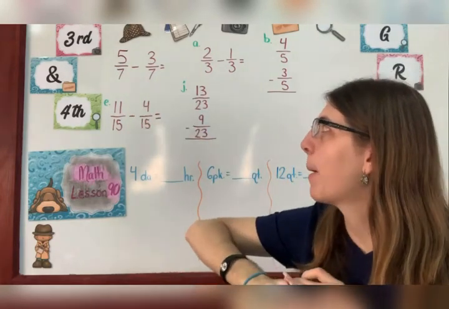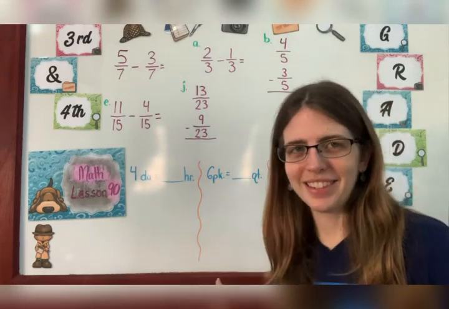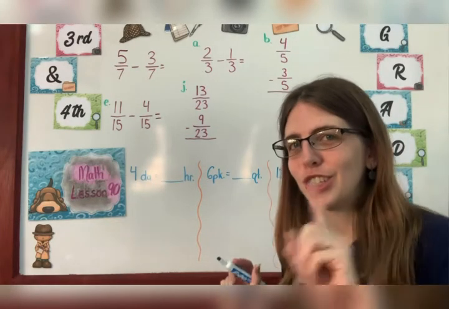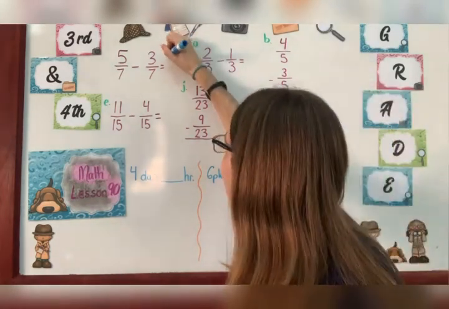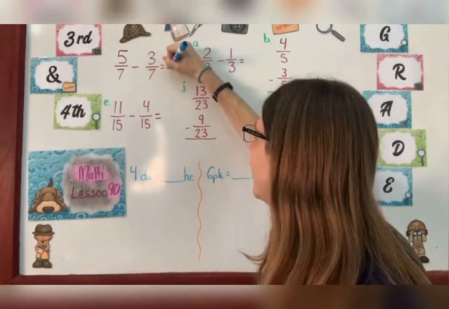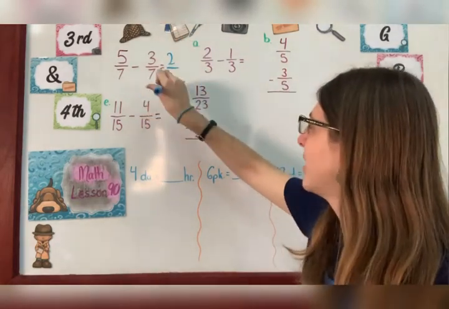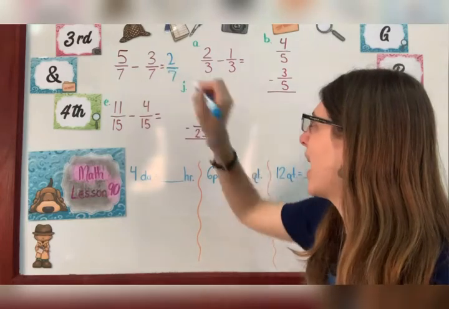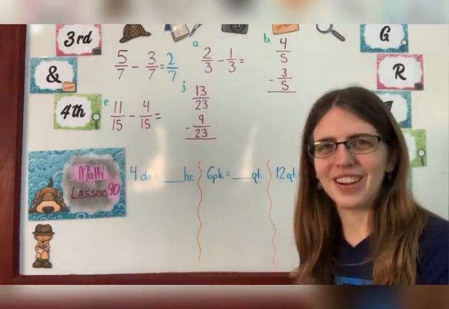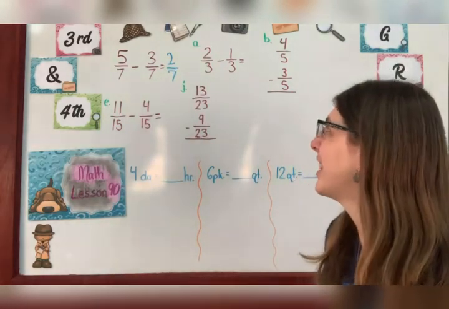So 5 minus 3 is 2. Good job. So 2 is my numerator. And since my denominator for my fractions is 7, it stays the same as 7. Very good. Okay, let's try another one.